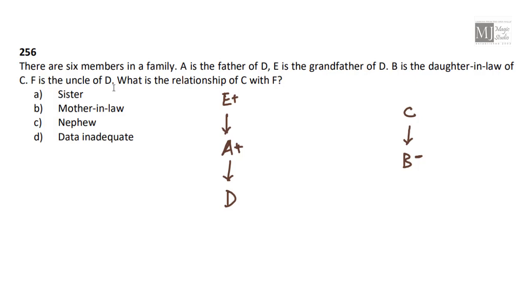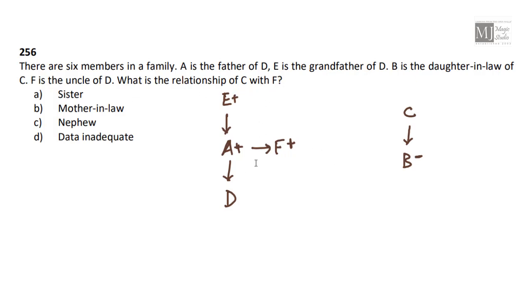F is the uncle of D. F should be placed in line with A. Uncle, that means male. So we have A, B, C, D, E, F, all the 6 members. Set it up. And if I set up something like this, then C is daughter-in-law of B.